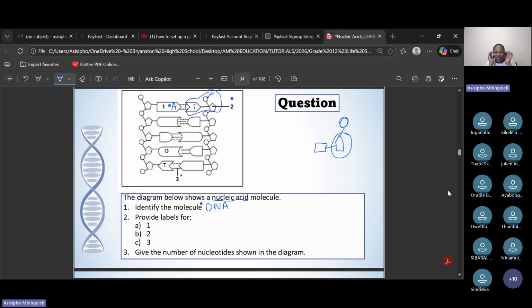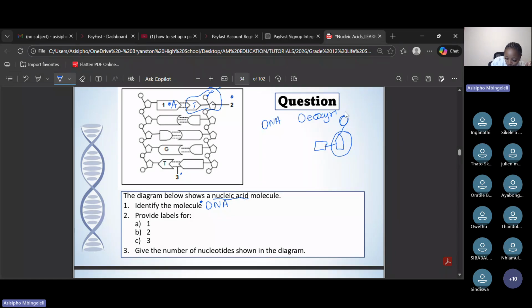Maybe let me teach you guys some cramming skills. If we forget this, please do apply it. DNA starts with the letter D. The name of the sugar is deoxyribose sugar. So both start with the letter D.